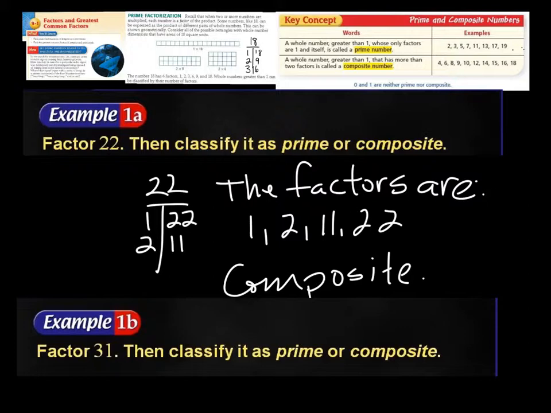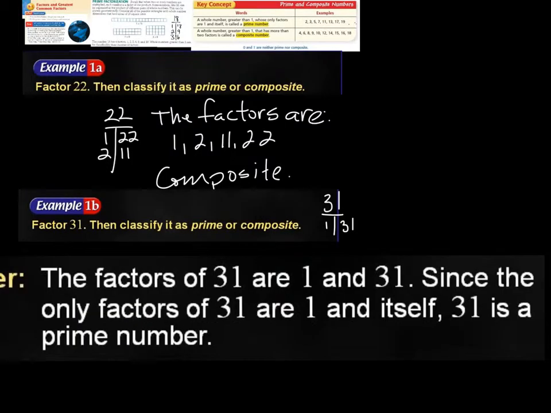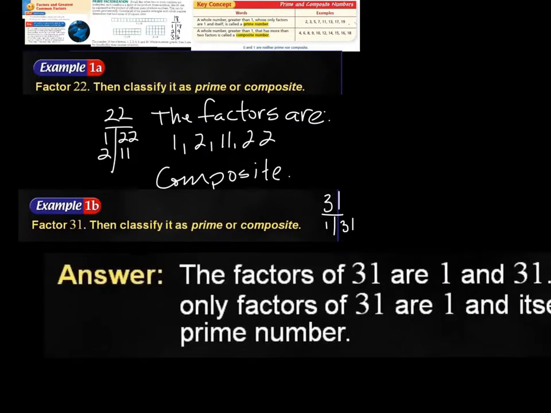This is going to be quick. Factor 31. Okay, 31. My factors are 1 and 31. So since the only factors are 31 and itself, it is a prime number. Boop.